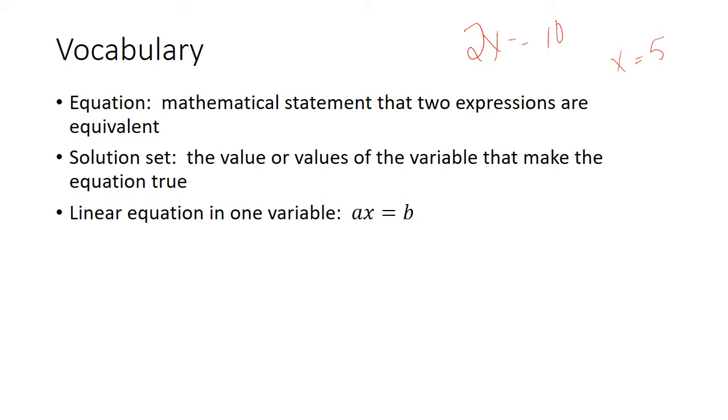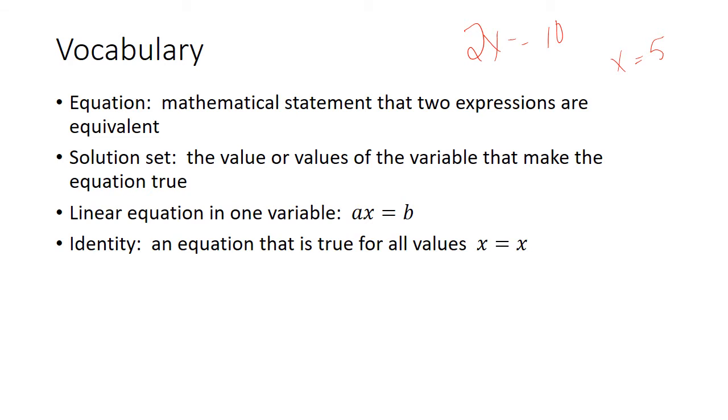A linear equation is always going to be in the form of ax equals b, like 2x equals 10, where you have two different numbers. A is not a 0, because if it were a 0, you would have to divide by a 0, which is not something that you're allowed to do.